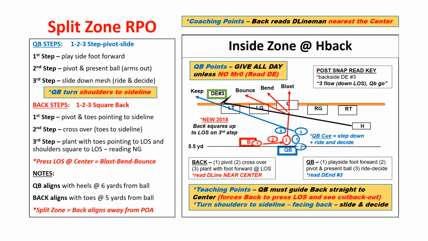Running back's going to take a three-step technique where the first two are with his feet pointing towards the sideline, but then on that third step, he wants to be right down the midline of where the quarterback's set up with his toes pointing straight into the line of scrimmage, his shoulders square to the line of scrimmage. He's going to go ahead and go right to the center. If that is open, he'll just take it. If not, then he starts to have his outs as bending it back to the A gap, and then he can bounce that all the way back to the B gap if needed. Again, we want to think give all day unless there is no Mr. Zero, then we can read that defensive end.